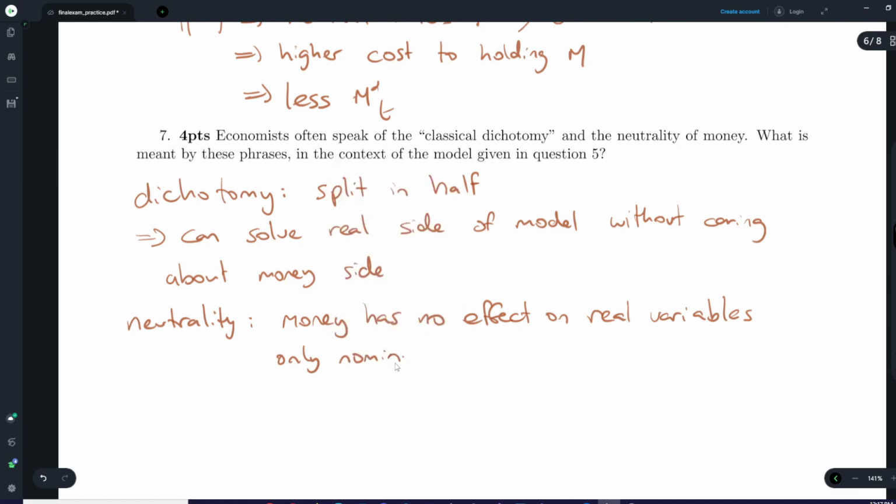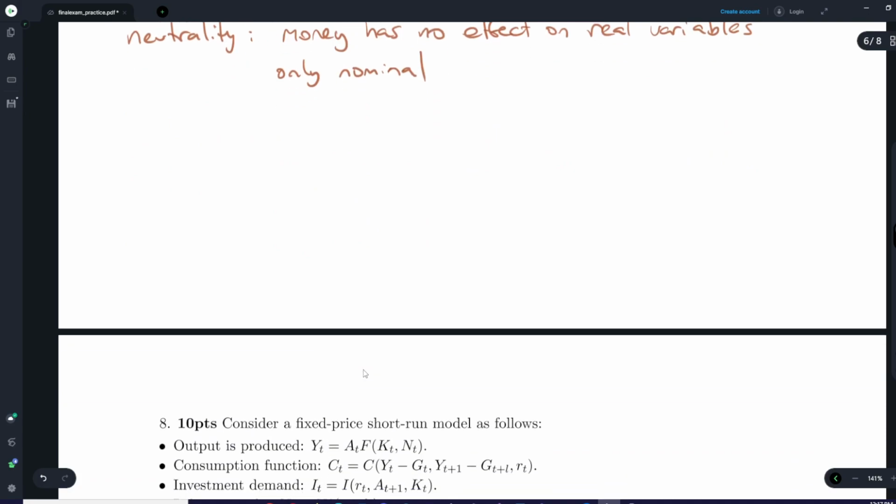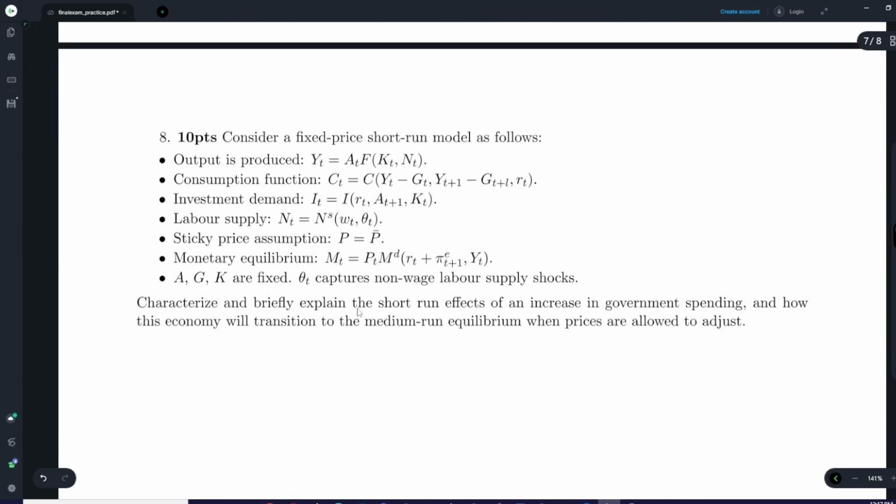Nominal. Great. What else? So we're moving on to a fixed price short run model. We see our sticky price assumption. So we know that we're in a short run world and we are going to be increasing government spending, right? So here is one of my G's. We are missing Y is equal to C plus I plus G, which would also have G, right?